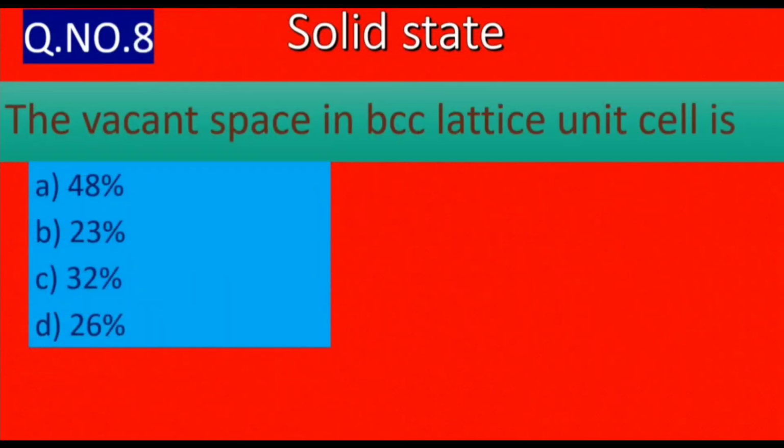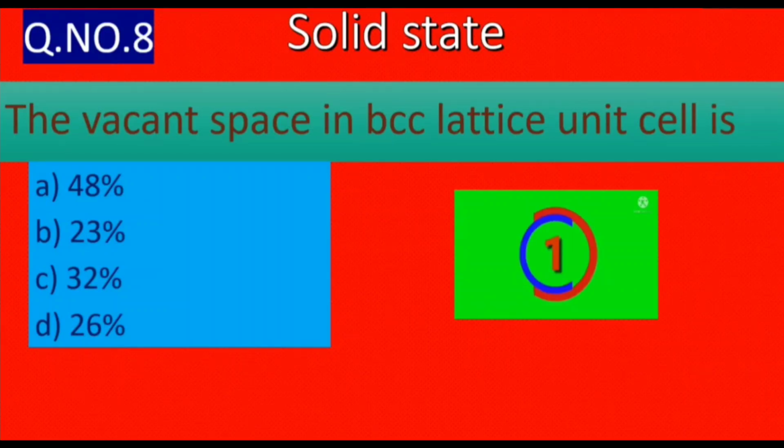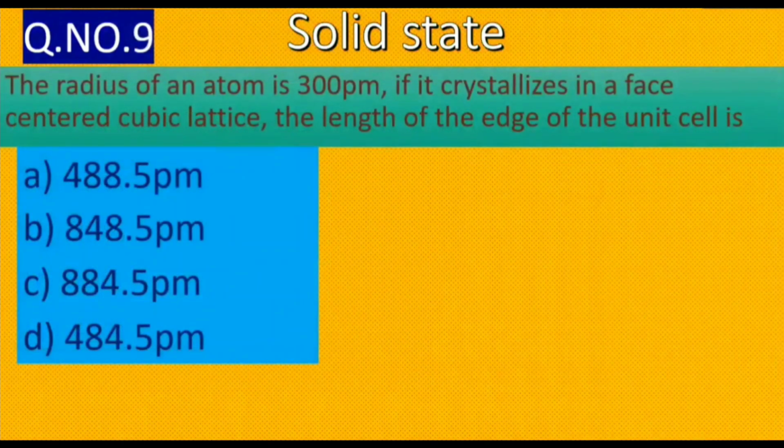Question number 8. The vacant space in BCC lattice unit cell is. Answer, option C, 32%.